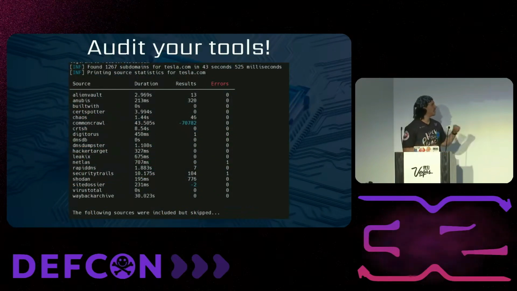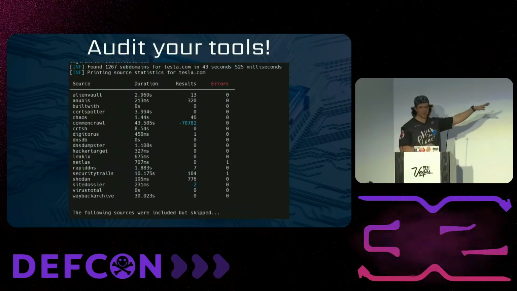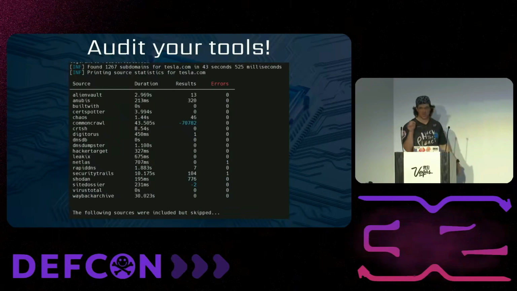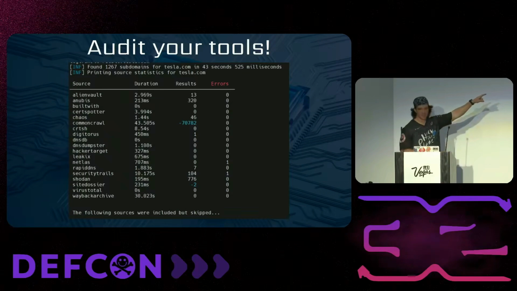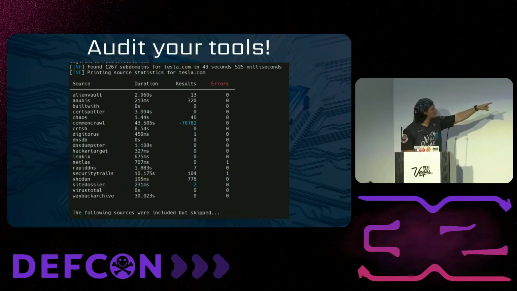I'm sorry. But you'll notice on like the 5th row down, I ran this. If you run it with a -stats flag, you'll get this output that will tell you the statistics of your run. I ran this against Tesla.com with -all, meaning use all the sources you possibly can, which is how a lot of people are encouraged to run it. You'll notice it took 43 seconds, well, Common Crawl took 43 and a half seconds. And how many results did I get?